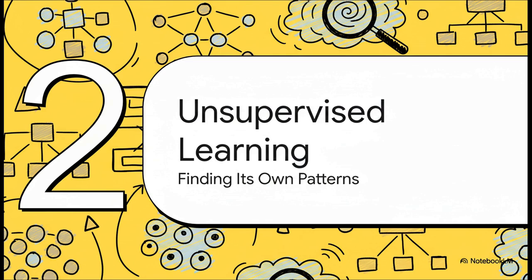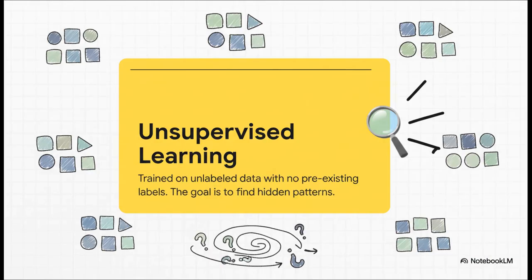With this one, we give the machine zero answers. Instead, we basically tell it to be a detective. We say, here's a mountain of messy data. Go find the hidden patterns all by yourself. The huge difference is right there in the definition. It's trained on unlabeled data. No tags, no answer key. The machine's whole job is to just dive in and see what interesting structures or natural groups it can find. The really cool thing is that sometimes the patterns it finds are totally surprising, things a human might never have noticed.